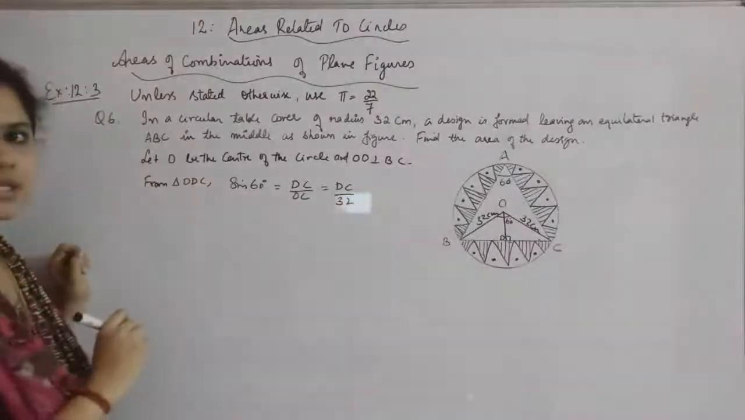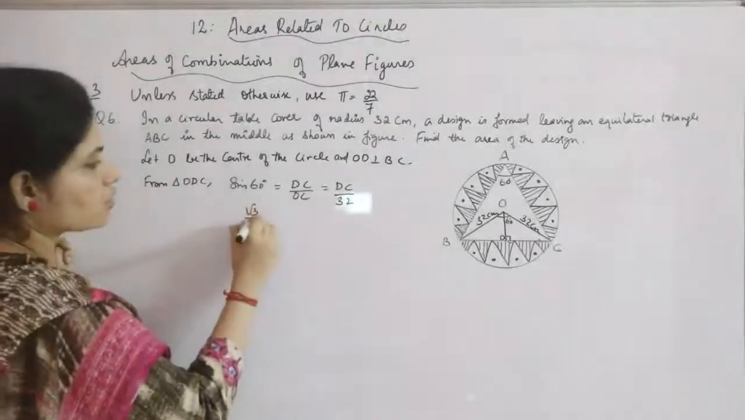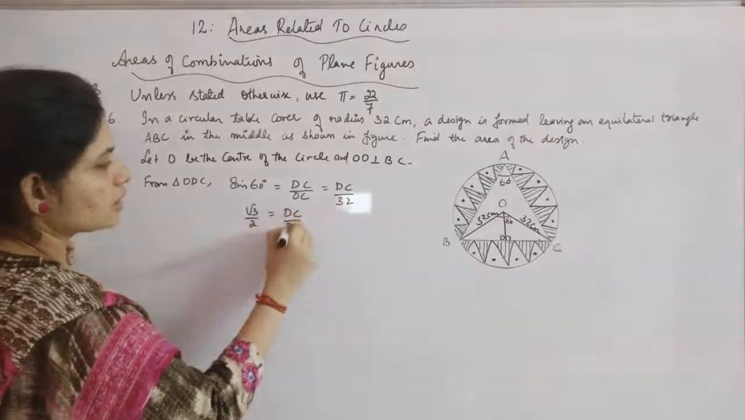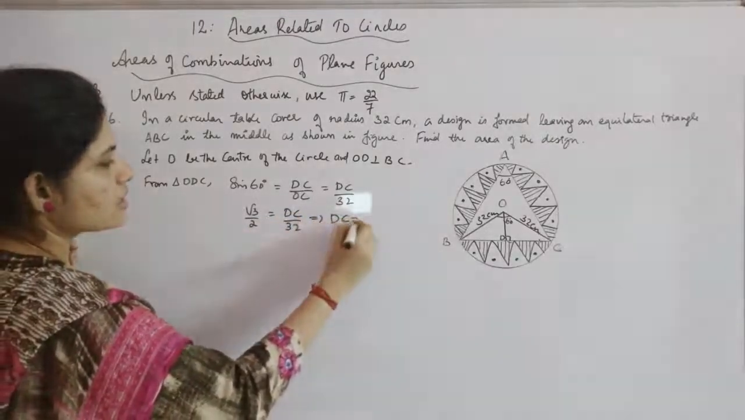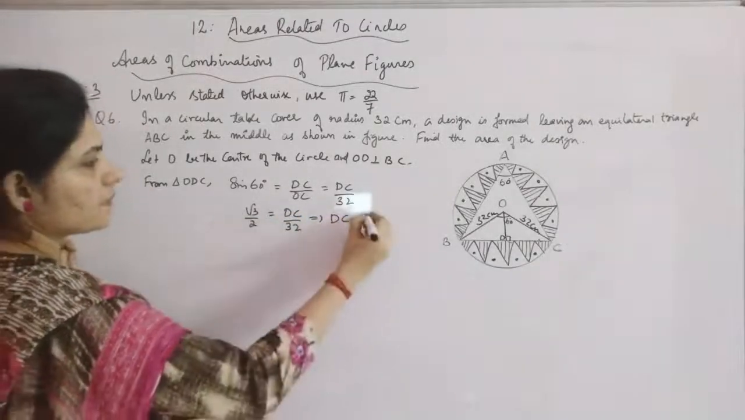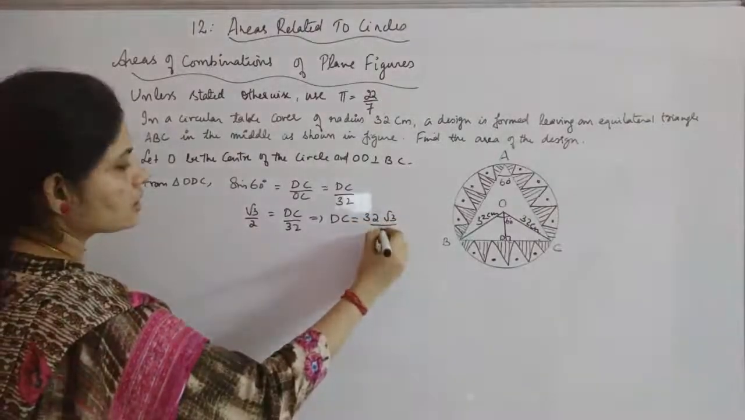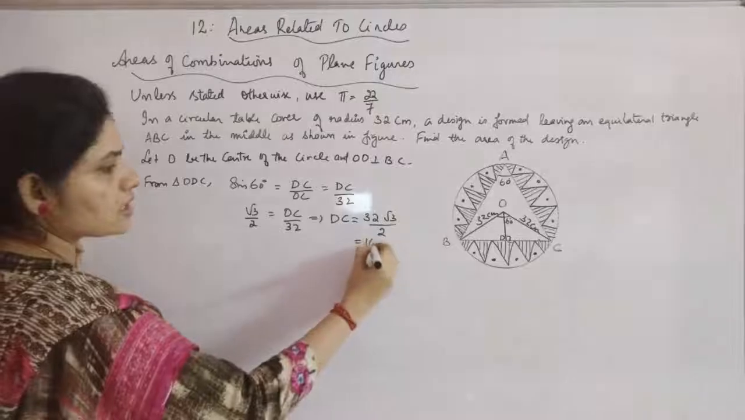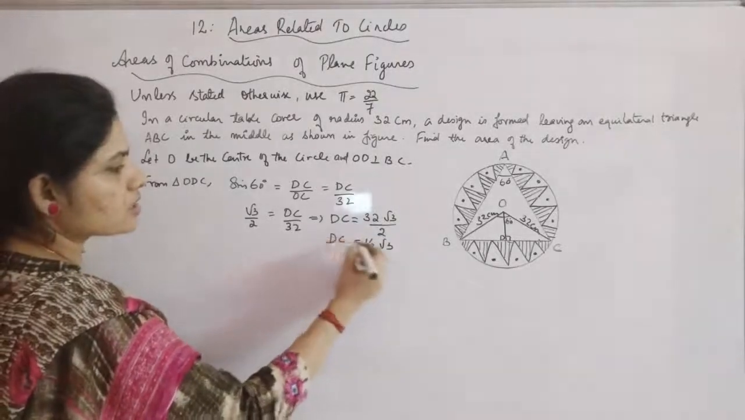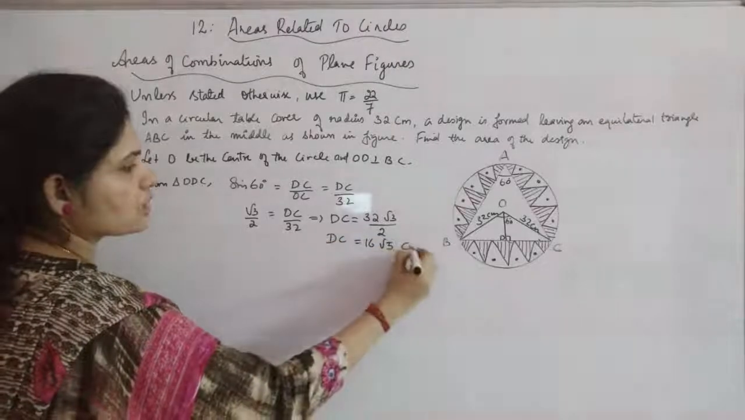Now what is sine 60 degree? Root 3 by 2. So you will get root 3 by 2 is equal to DC by 32, or DC is equal to 32 root 3 by 2, that is 16 root 3, right? So this is your DC, 16 root 3 centimeters.